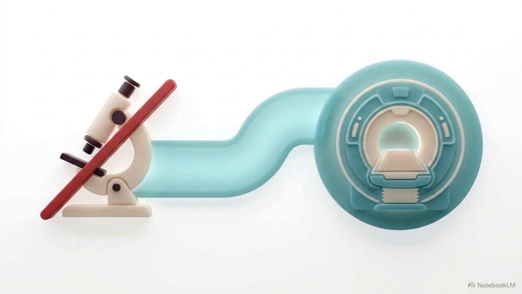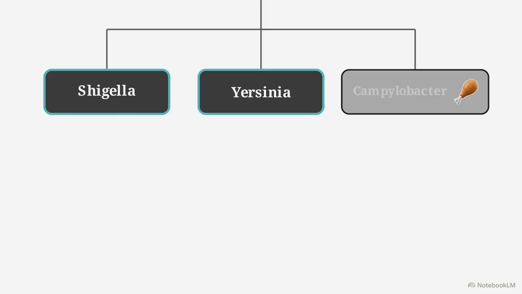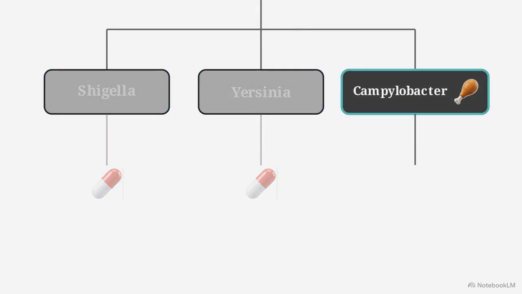mechanical imaging. Once the pathogen is isolated within the algorithm, the pharmacological routing is binary. For both Shigella and Yersinia, the first-line treatment is the antibiotic ceftriaxone. Campylobacter requires a different targeted approach. Azithromycin is the first-line therapy for Campylobacter infections.